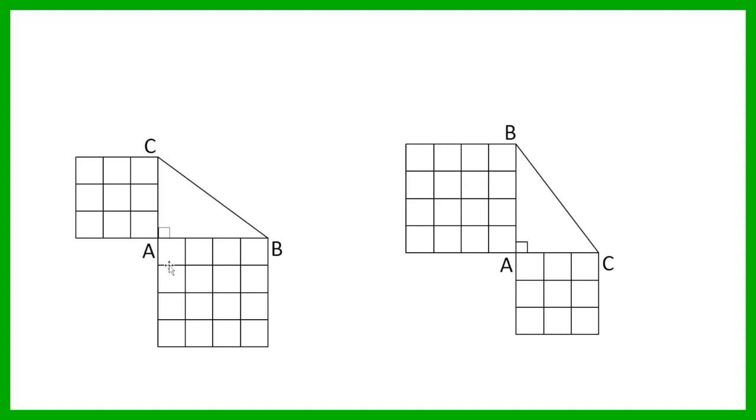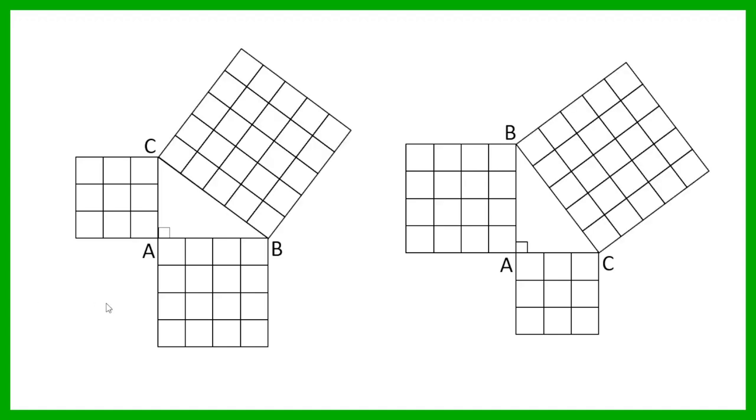You should have a square with 9 blocks, either on the side or on the bottom, and a square with 16 blocks on the bottom or on the side, okay? Then you should have found, if you measured the line BC, that this is 5 centimeters long. And so when you draw the square on that side, it should look like this, where you end up with a square with 25 square centimeter blocks, okay? So that's what you should have got when you did the squares on all the sides of your triangle.